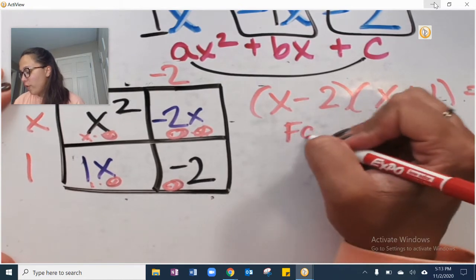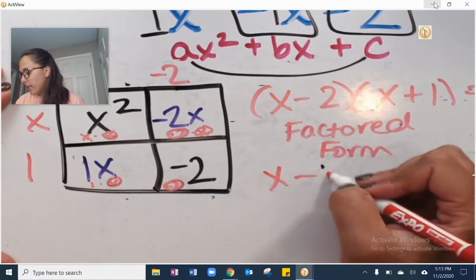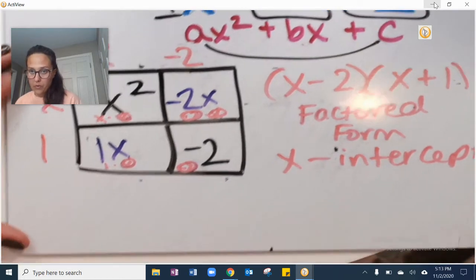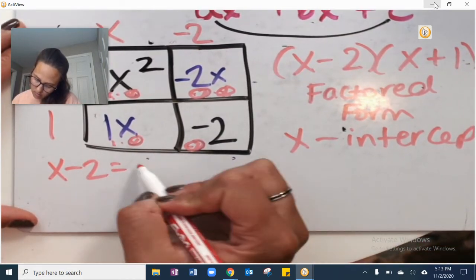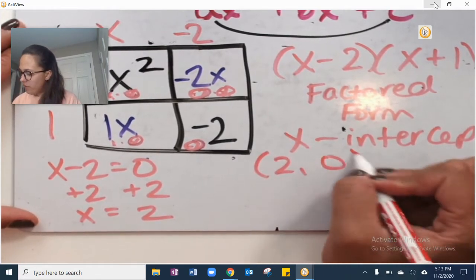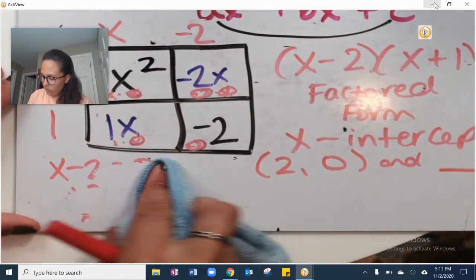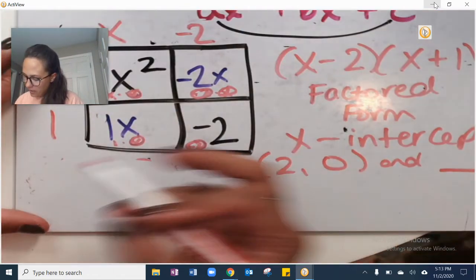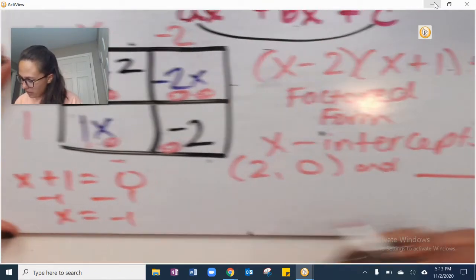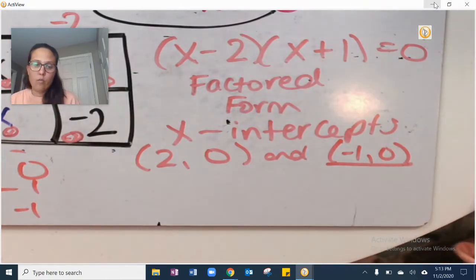This is the factored form of the quadratic, right? But the x-intercepts require that we solve each of them. So x minus 2 equals 0 becomes positive 2, so one of them is positive 2. And the other one is going to be x plus 1 equals 0, so let's subtract 1, and we get x equals negative 1. So our x-intercepts are 2, 0, negative 1, 0.